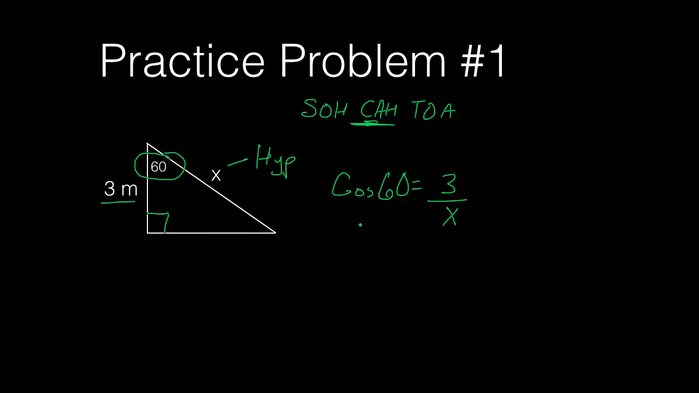And so now we just have an equation with one unknown. We're just going to solve for x. To simplify it, we're going to multiply both sides by x. So we get x cosine of 60 is equal to 3. Now we want x by itself, so we divide each side by cosine of 60, and you'll find that x is equal to 3 divided by cosine of 60. And now you just get your calculator.